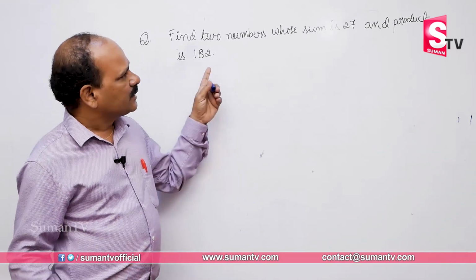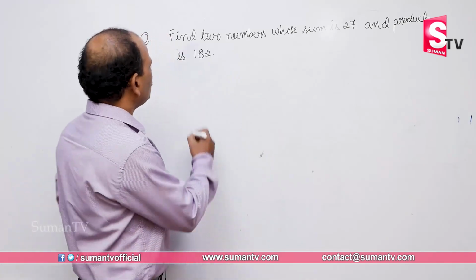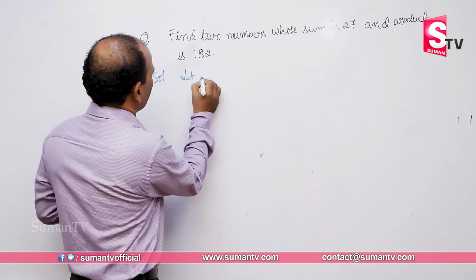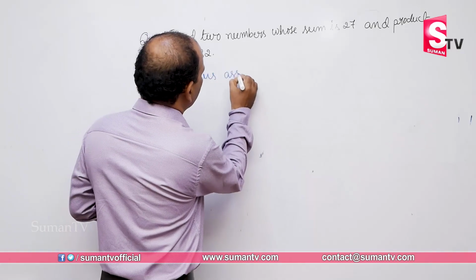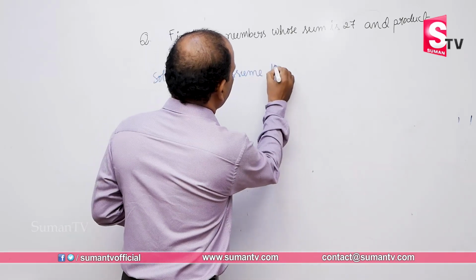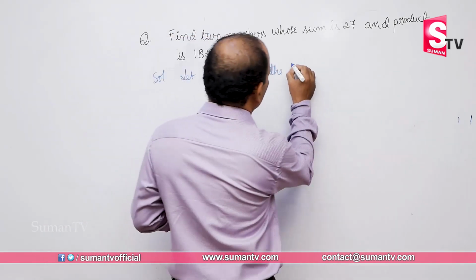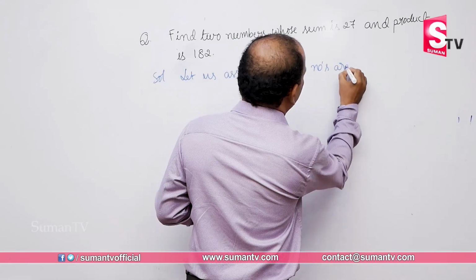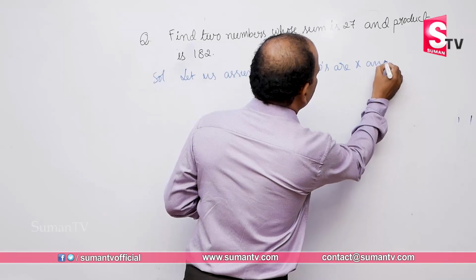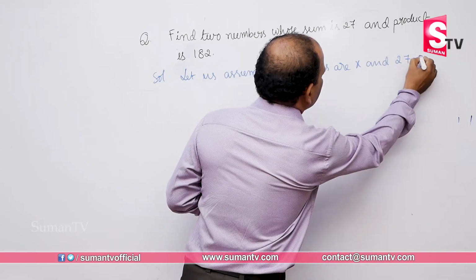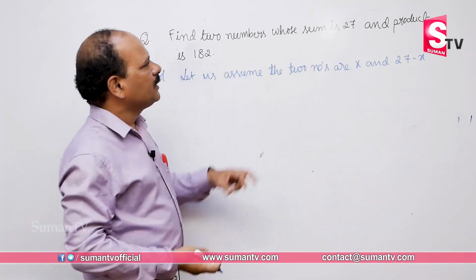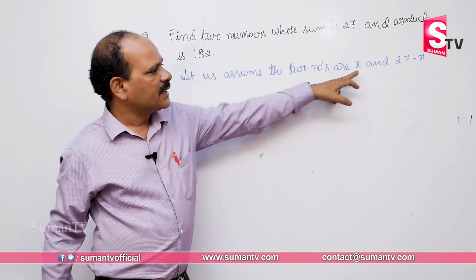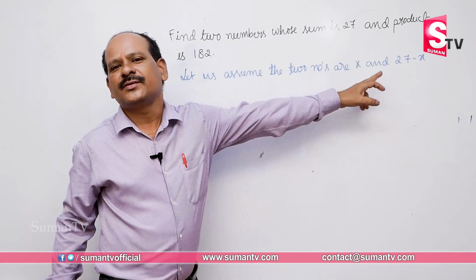Let us assume the two numbers are x and 27 minus x. Here it is given that the sum of the two numbers is 27. When we assume one number as x, naturally the second number will be 27 minus x.